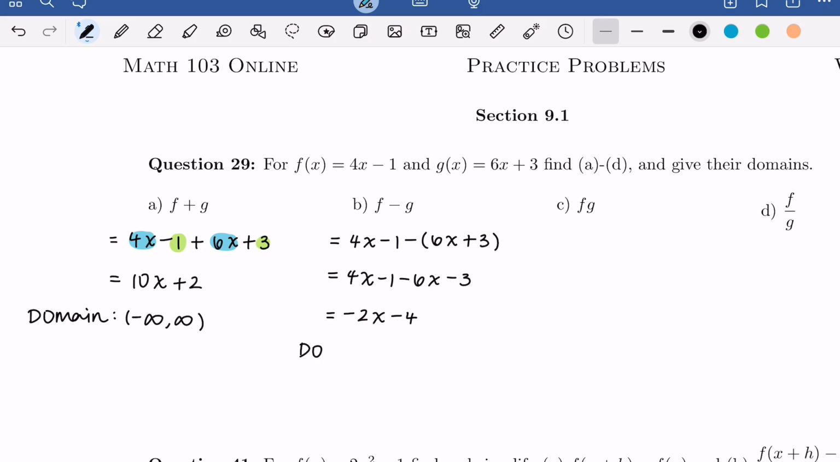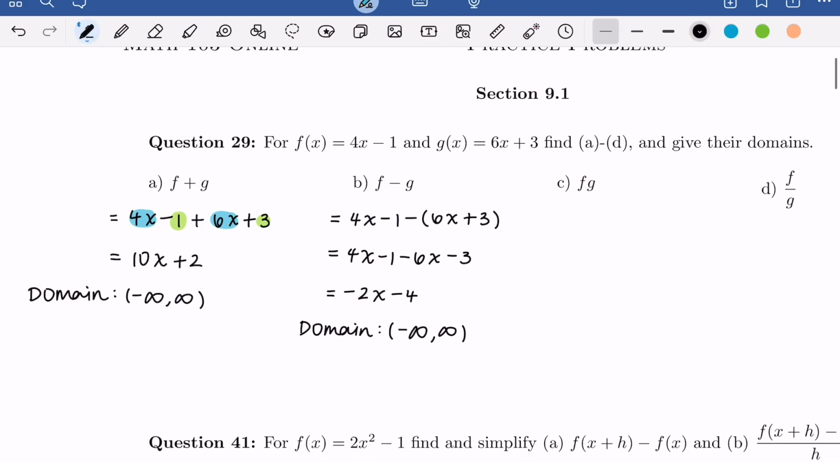And we also want to find the domain of this one. And as you may have already guessed, this is also going to be all real numbers. We can plug in any value for our x here, and we'll get an output value. All right, let's do the same thing for C. In this case, we're doing f times g.